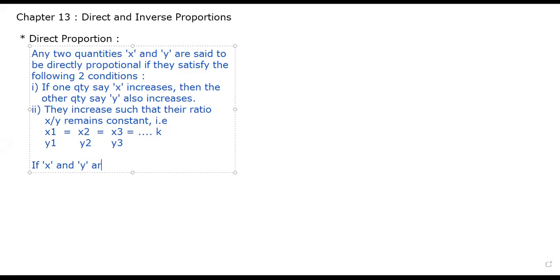If x and y are directly proportional, then we write as... how do we write x proportional y? Always remember, we write it as x proportional y.